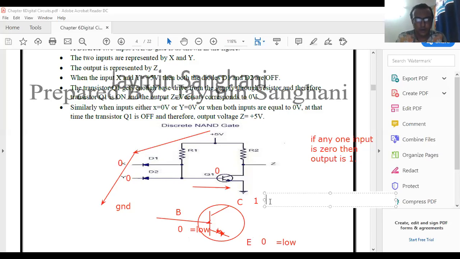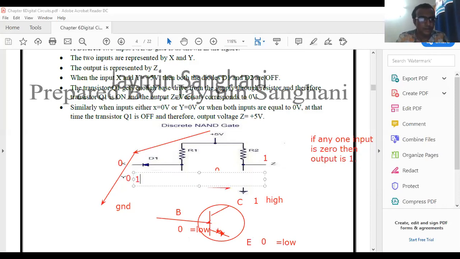Why? Because in the common emitter configuration, the output has a 180-degree phase shift. If the base is low, then the collector is maximum. So when we apply 0 volt here, the output is 1 volt. For 0, 0, the output is 1. Similarly, if we apply 1 input here and 0 input here, then obviously this diode acts as forward bias, but this diode acts as reverse bias. So here also we get 0 volt.